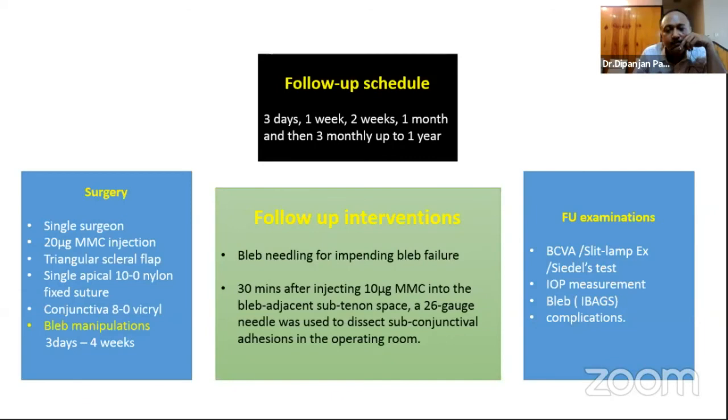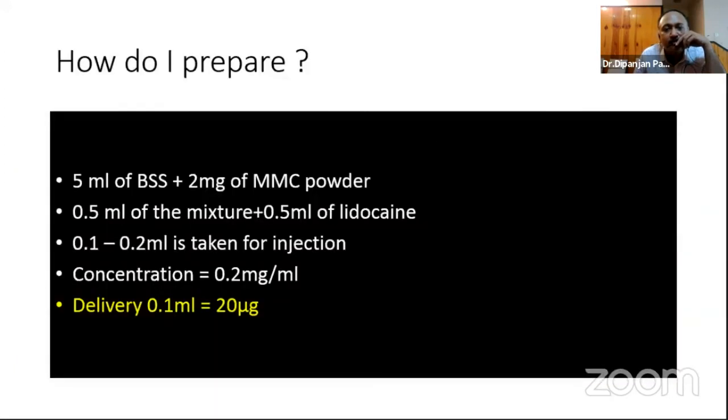Blebs were graded with the Indiana Bleb Appearance Grading Scale, and complications were noted. Bleb needling for impending bleb failure was done up to 4 weeks. Thirty minutes after injecting 10 microgram mitomycin C into the bleb adjacent subtenon space, a 26-gauge needle was used to dissect the subconjunctival adhesions in the operating room.